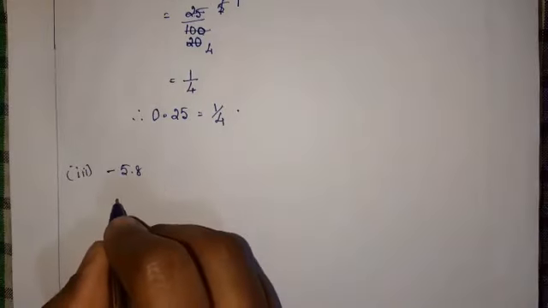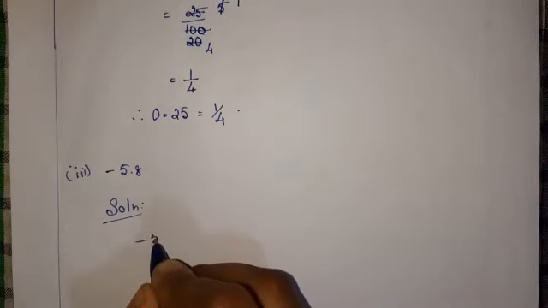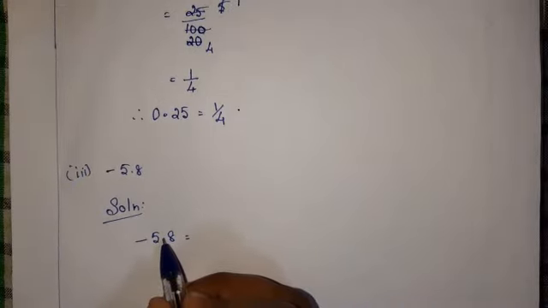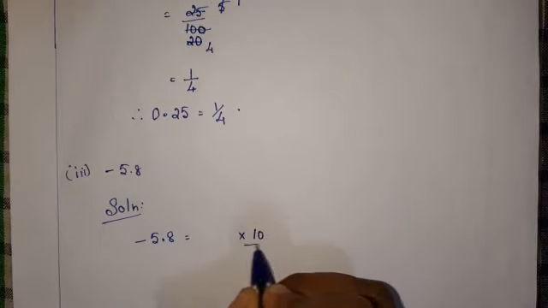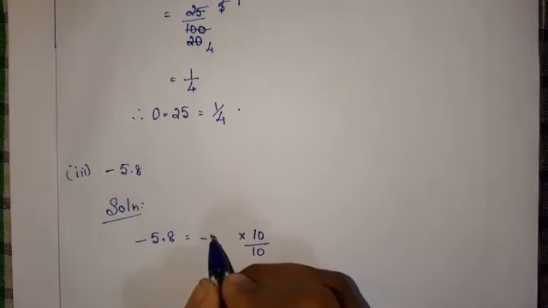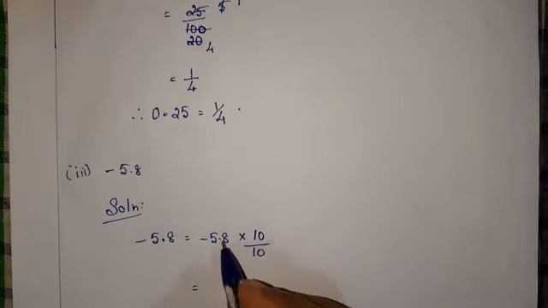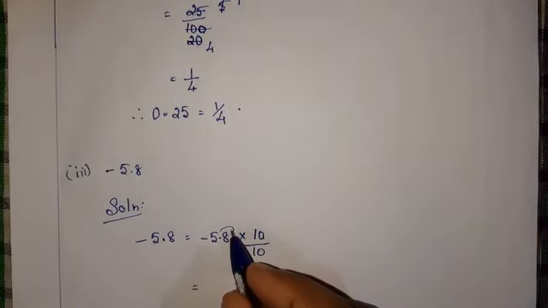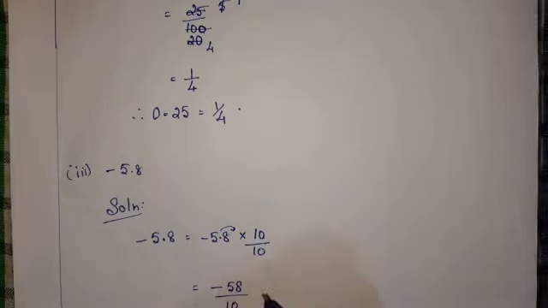Third question, minus 5.8. Anyway, you must check after the decimal how many digits. After the decimal, only one digit. Therefore, you have to multiply and divide it by 10. That is minus 5.8 into 10. Can you write immediately? When you multiply with 10, only one place you have to skip to the right side. Therefore, minus 58 divided by 10.